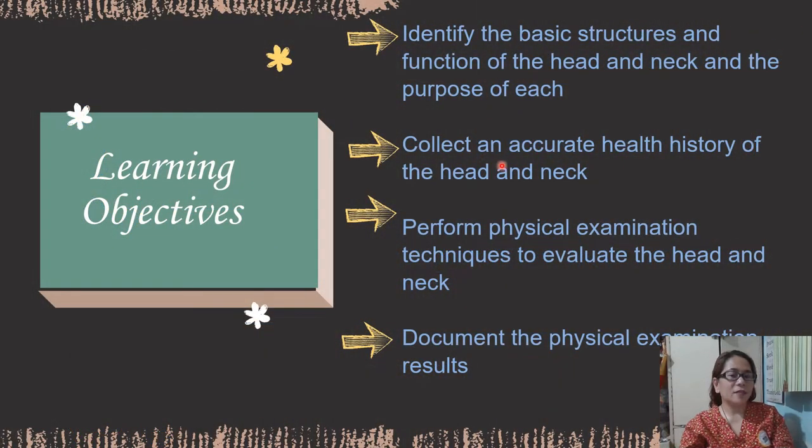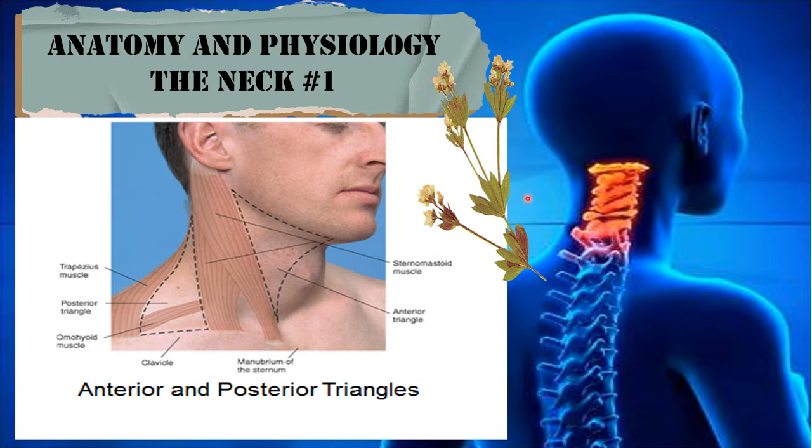So again, these are the learning objectives of this presentation. Okay, the anatomy and physiology of the neck. So for us to be able to identify problems and describe it well, we need to divide each side of the neck into two triangles. Okay, we have the anterior triangle and the posterior triangle.